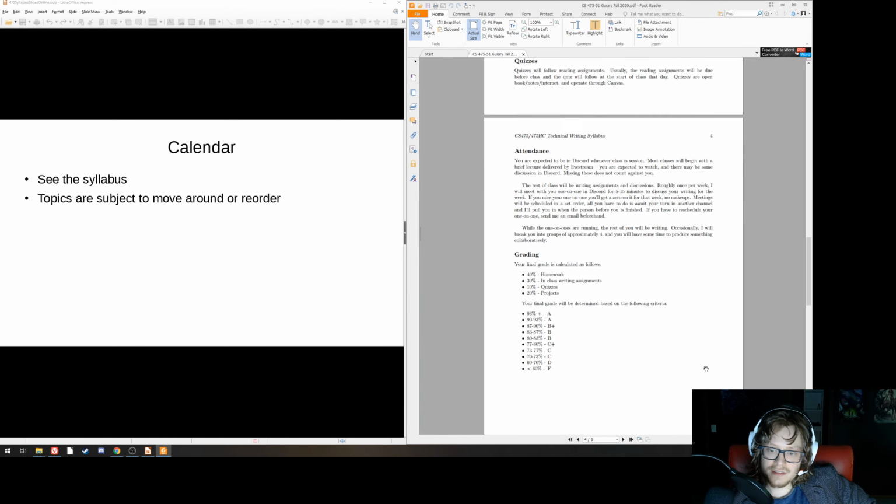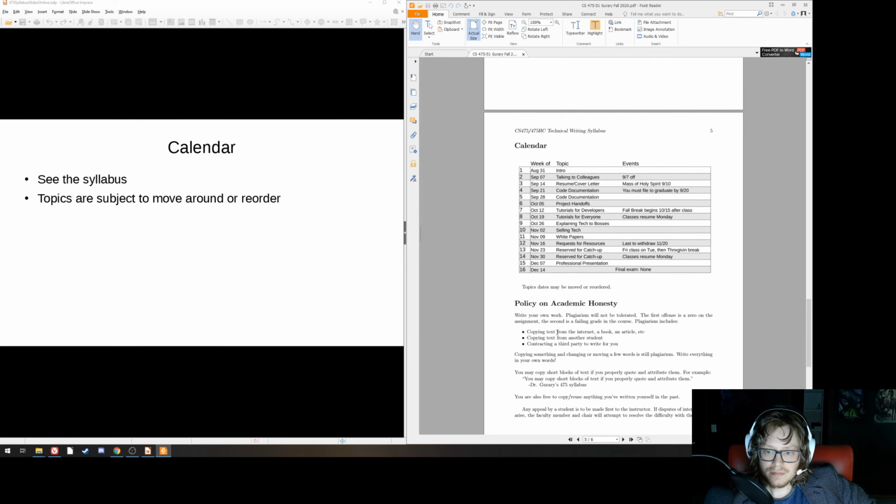So looking at the syllabus calendar, you'll see some major topic dates. Those topics might move around. Any of the important events, the holidays, that sort of thing, those are going to stay where they are. So pay attention to those. We've got Mass of the Holy Spirit and the weird class on Tuesday thing during Thanksgiving break, all that fun stuff.